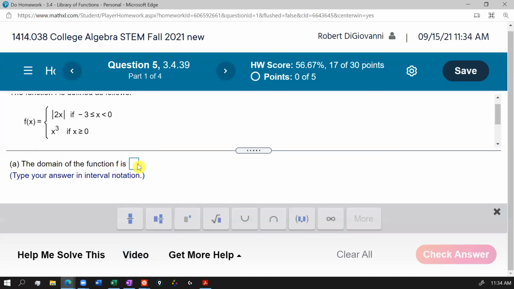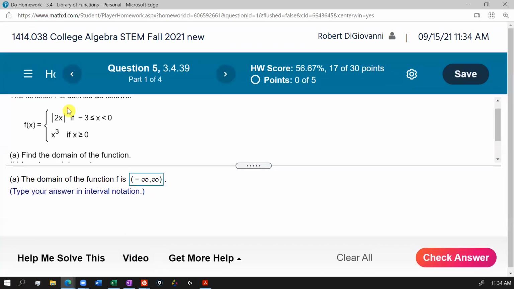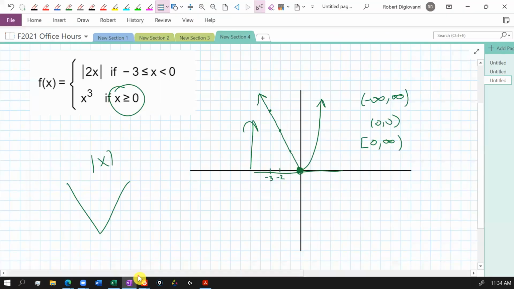So domain is -infinity to infinity. What? Oh, I'm sorry. Look, they start at -3. I apologize. They start at -3. I forgot. On my graph, let me go back to my graph. I needed to stop that there. My fault. Yeah, because of this right here, they want us to stop. So -3, that changes our domain to -3 to infinity, including -3. Doesn't change our x-intercept, doesn't change our range, because this side keeps going up forever.